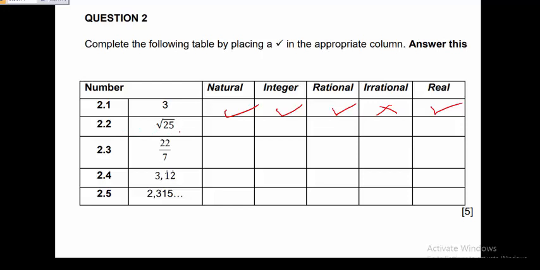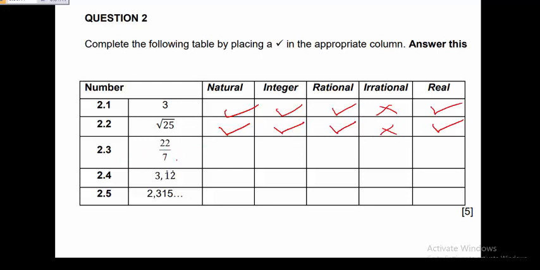Now we will move on to the next one, which is 2.2. The square root of 25. If you put it in your calculator, it's 5. And 5 is a natural number. It's also an integer. It's also a rational number. Therefore, it cannot be irrational. It's a real number indeed.